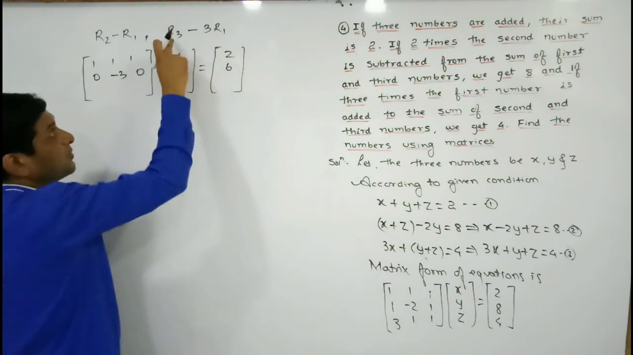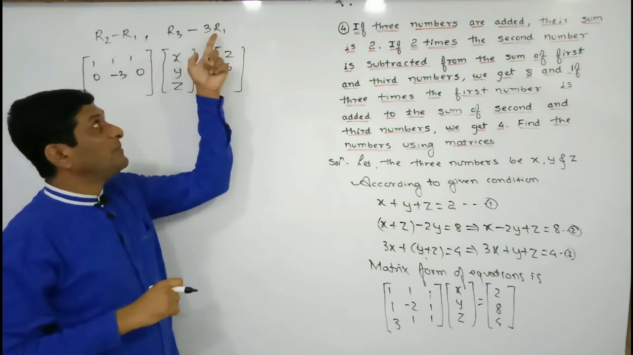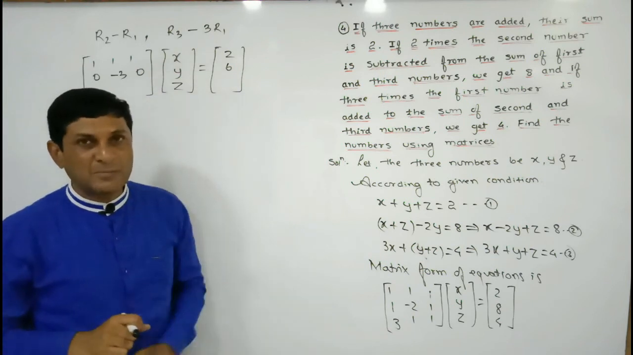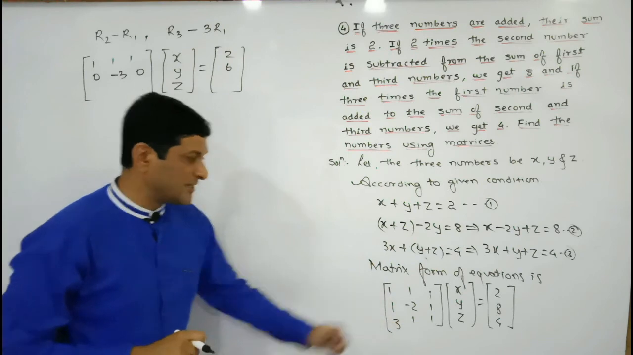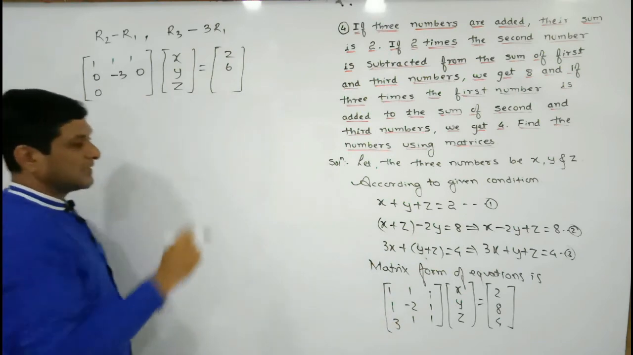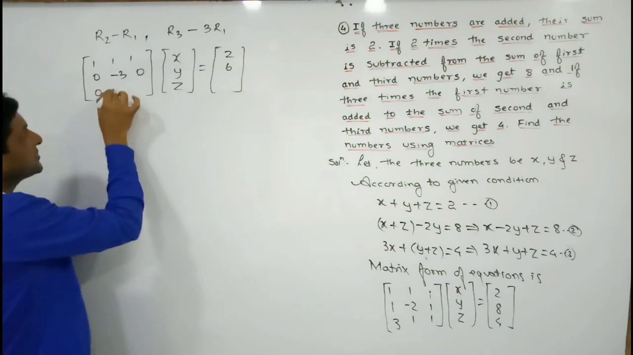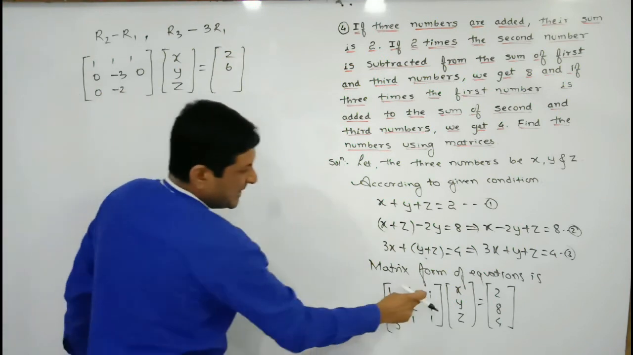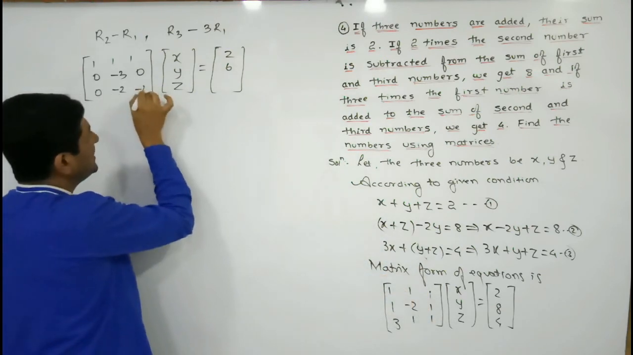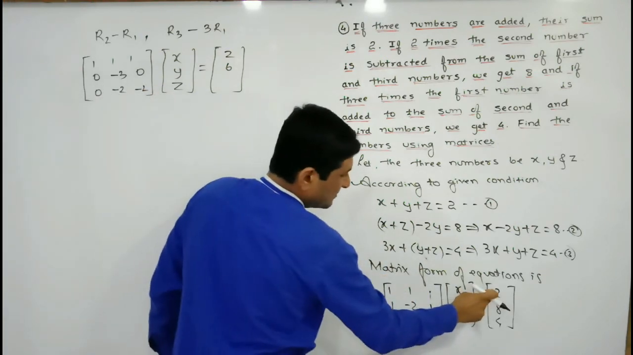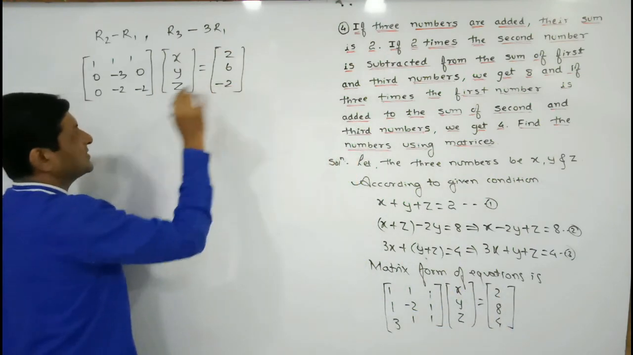Now perform this operation on R3. Here the operation is on R3, but we are using the corresponding element of R1 and multiplying R1 by minus 3. 1 into minus 3 is minus 3, minus 3 plus 3 will become 0. Again 1 into minus 3 is minus 3 plus 1 is minus 2. Then multiply here by minus 3 plus 1 will be equal to minus 2. Multiply here by minus 3 will get minus 6 plus 4, which is equal to minus 2.